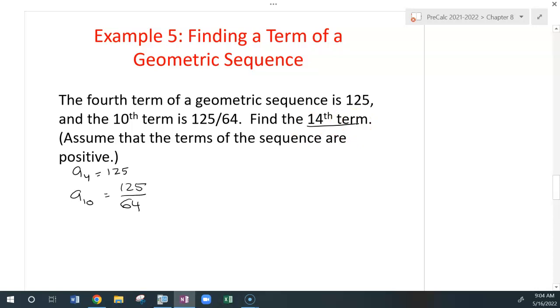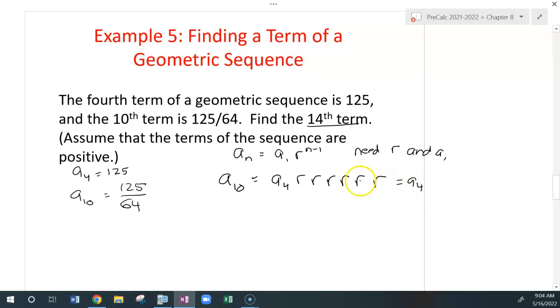And so first thing we need to do is figure out r. Because remember, our formula is a sub n equals a sub 1 times r to the n minus 1. This means I need r and a sub 1. So first, let's get r. Now, I know that a sub 10 is going to be a sub 4 times r to get a sub 5, another r to get a sub 6, a sub 7, a sub 8, a sub 9, a sub 10. So this is going to be a sub 4 times, 1, 2, 3, 4, 5, 6, r to the 6th.